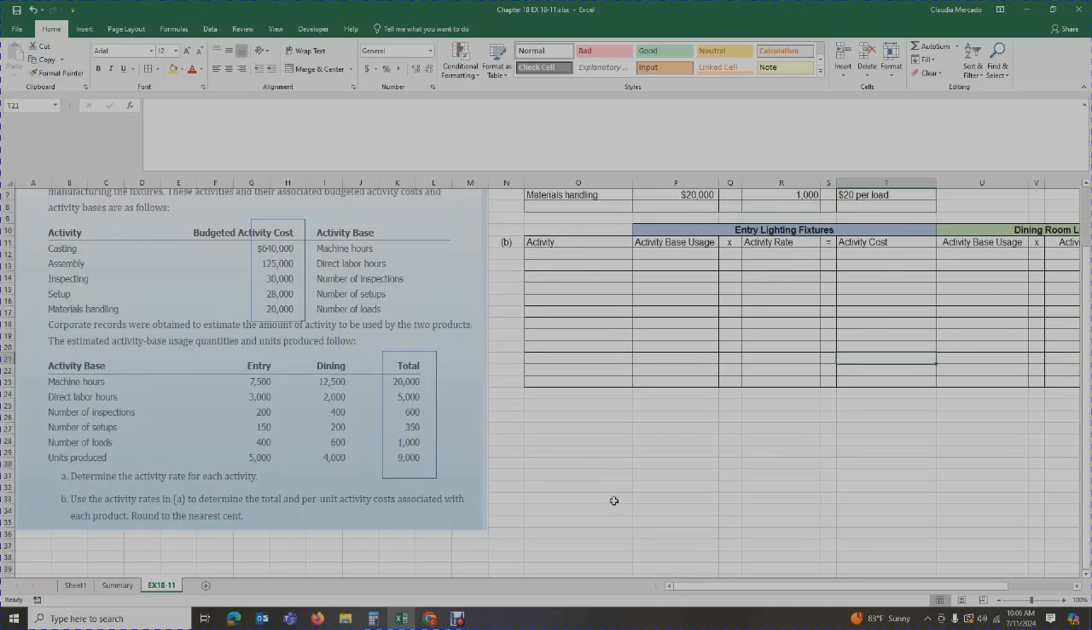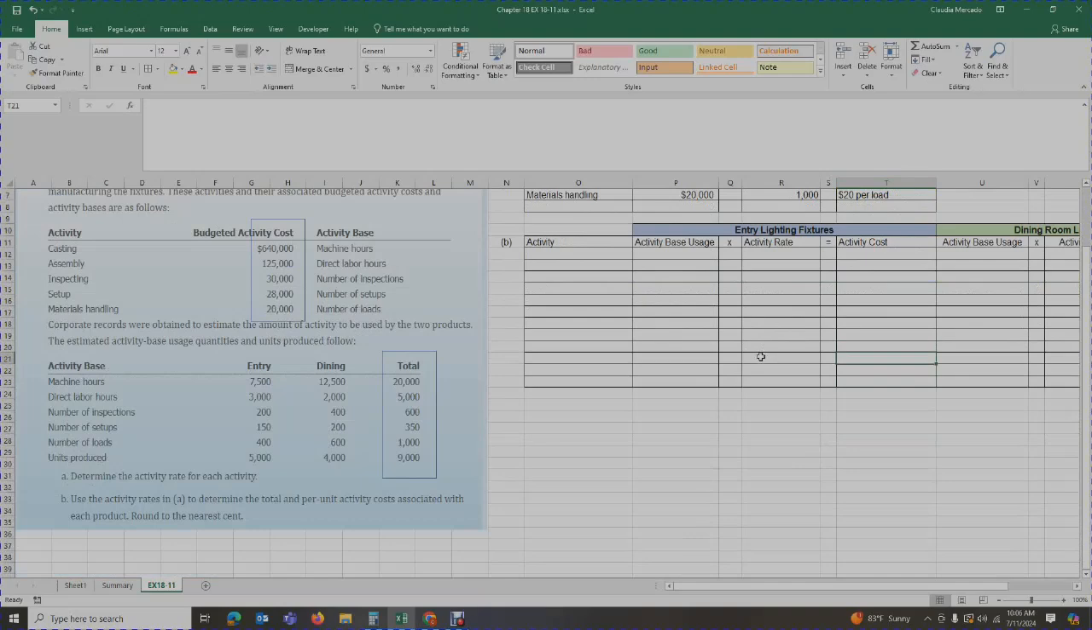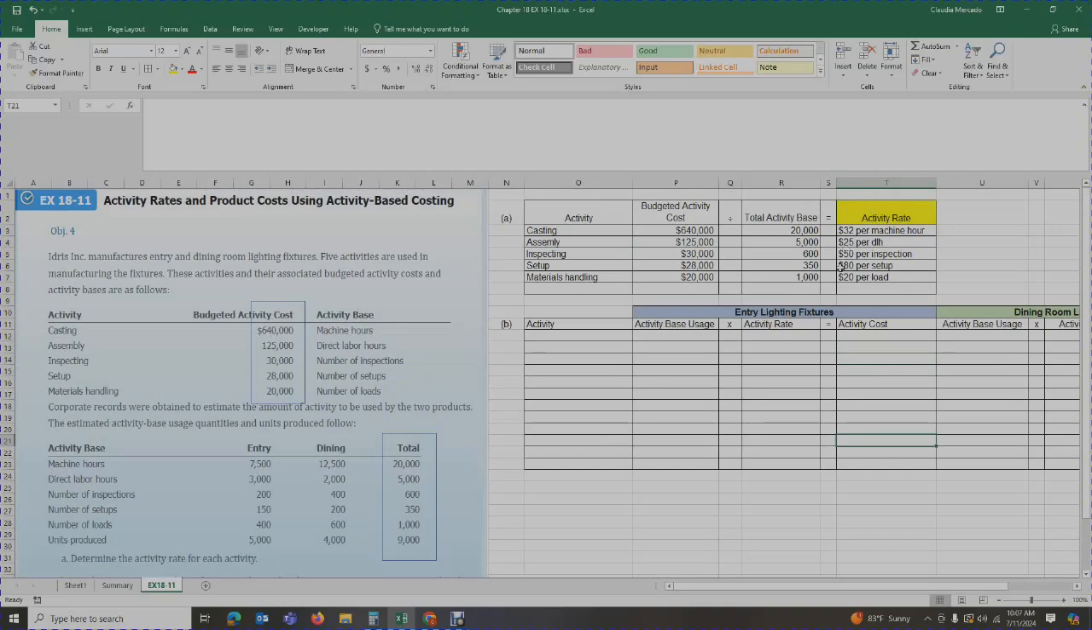Now, the second part is to use the activity rates calculated in letter A, which we did, to determine the total and per unit activity costs associated with each product. So now we are putting cost on each of the products. And remember, we have two products: the entry lighting fixtures and the dining room lighting fixtures. Using the activity rates, we have to calculate the cost for the entry and for the dining room fixtures. So let's start off with casting.